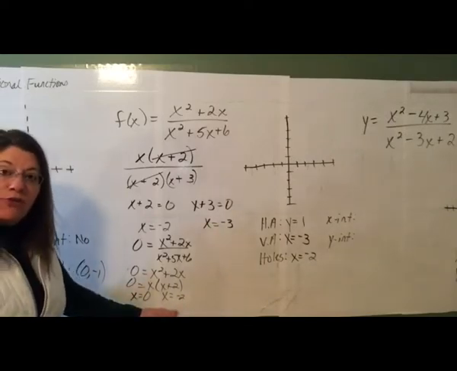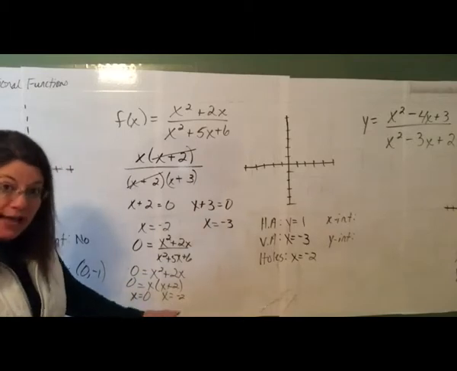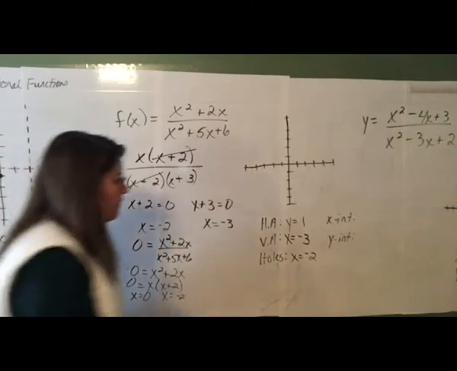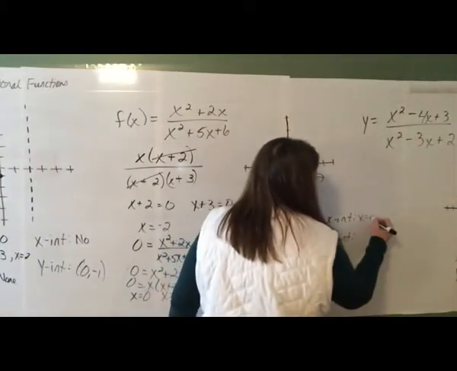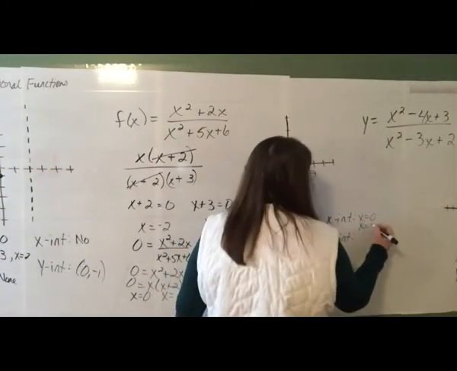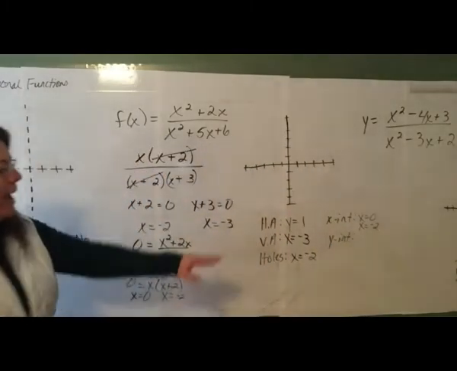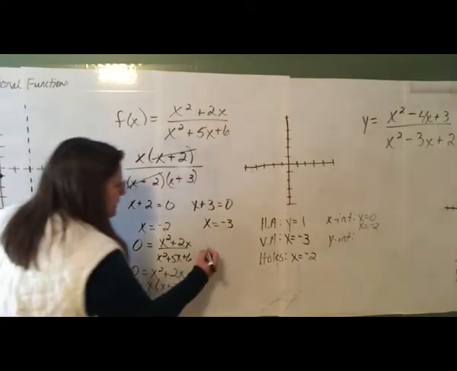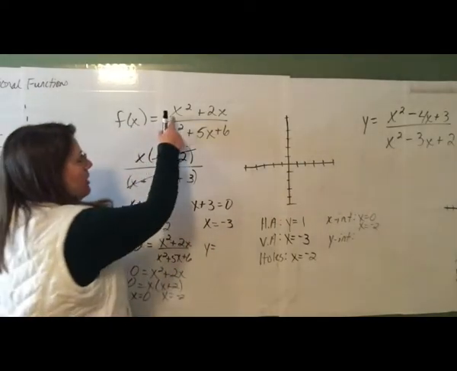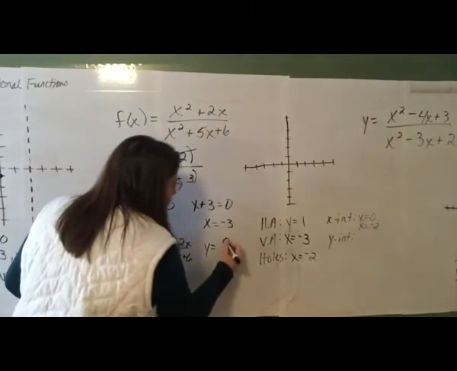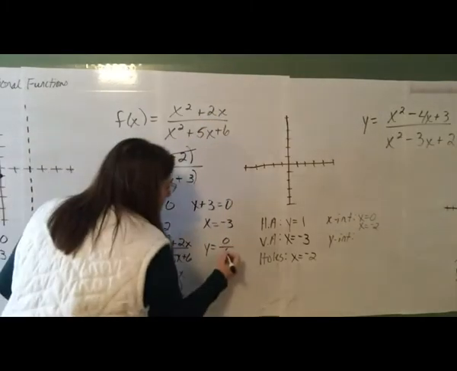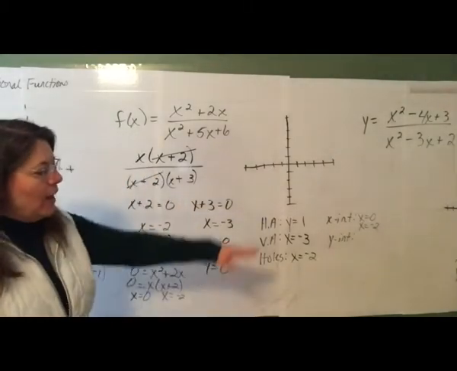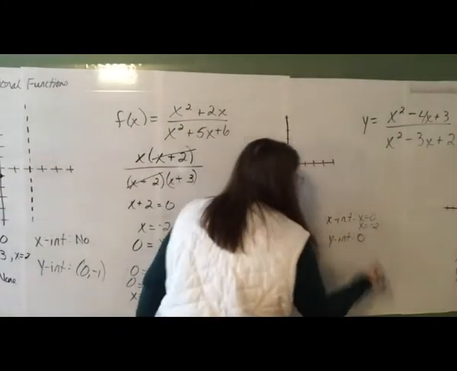The roots, the solutions, the x-intercepts, or the zeros are where it crosses the x-axis. So we have two of them here, x equals 0 and x equals -2. And then for the y-intercept, we will set x equal to 0. So y equals, if I set all the x's equal to 0, I'll have 0 on top and 6 on the bottom. Well, 0 divided by 6 is just 0. So our y-intercept is at 0.